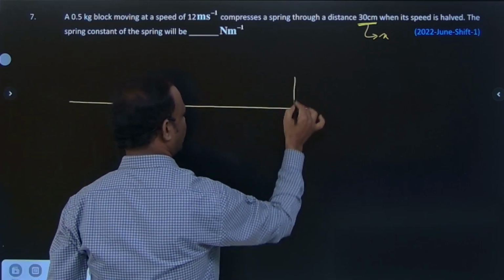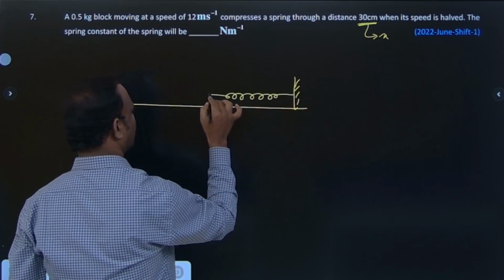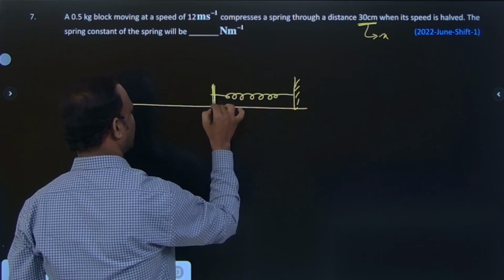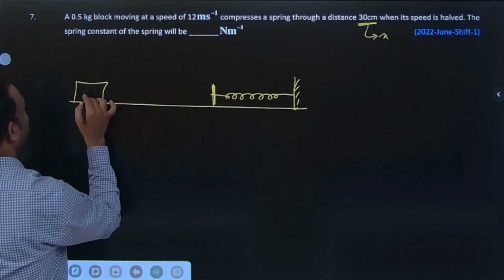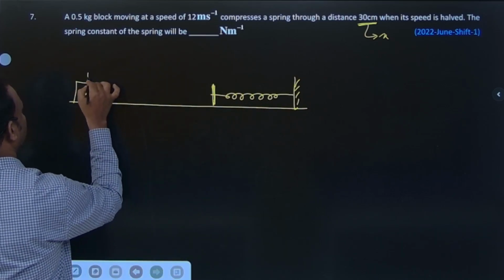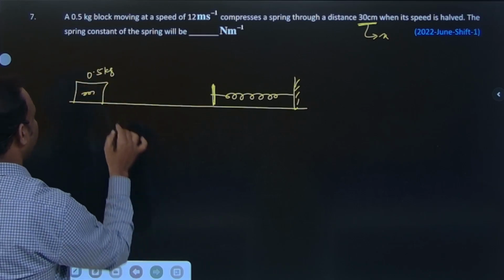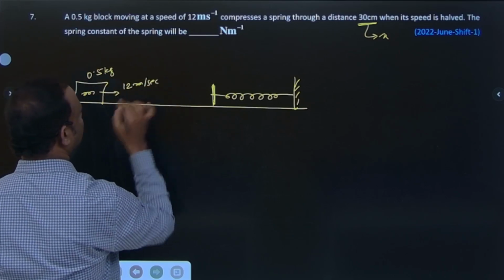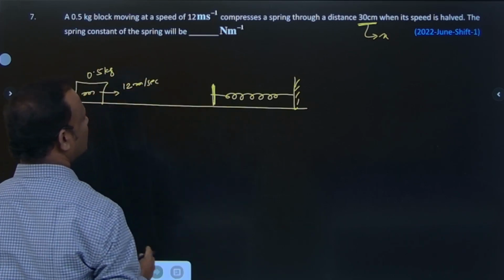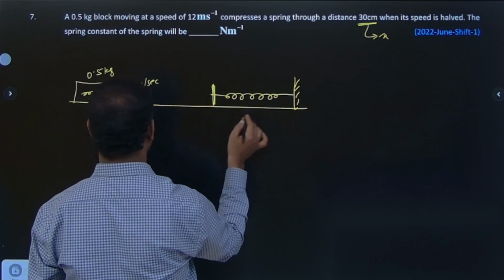Let the spring be fixed here like this. This is the spring. Now a block is here, its mass M is equal to 0.5 kg, moving at a speed of 12 meter per second. It compresses the spring. When it comes to here, what will it be?